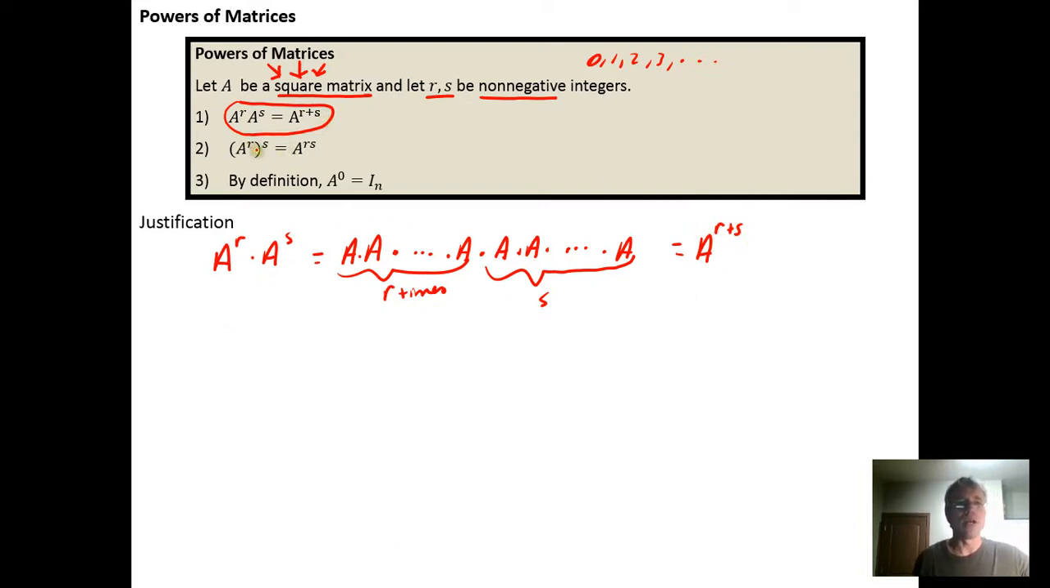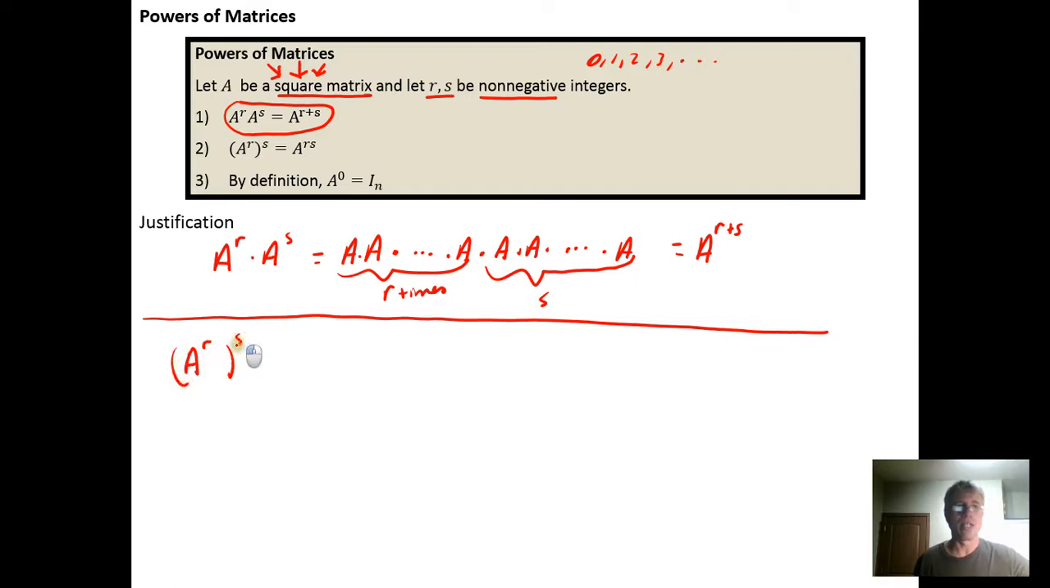The next rule down should look similar, a power being raised to a power. We get the product of the powers for the exponent, so similar to exponent rules that you've already learned. And the justification would be to go A to the R to the S, and because we have non-negative integers, we can count what's going on. So we would get A to the R times A to the R times ... times A to the R, and you would get S copies of this, S times.